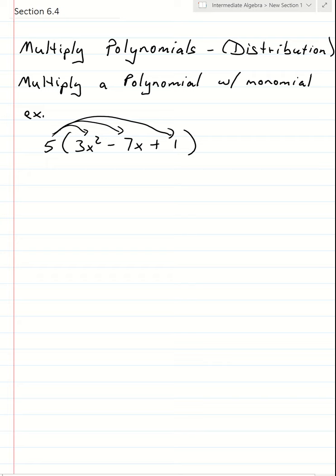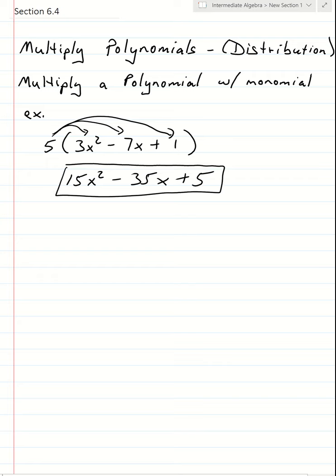And when we distribute the 5 on those 3 terms, 5 times the 3x squared would, of course, give us 15x squared. 5 times the negative 7x would give us a negative 35x. And 5 times the 1 would, of course, give us a plus 5. And that would be your simplified expression because we have eliminated the operation of multiplication.